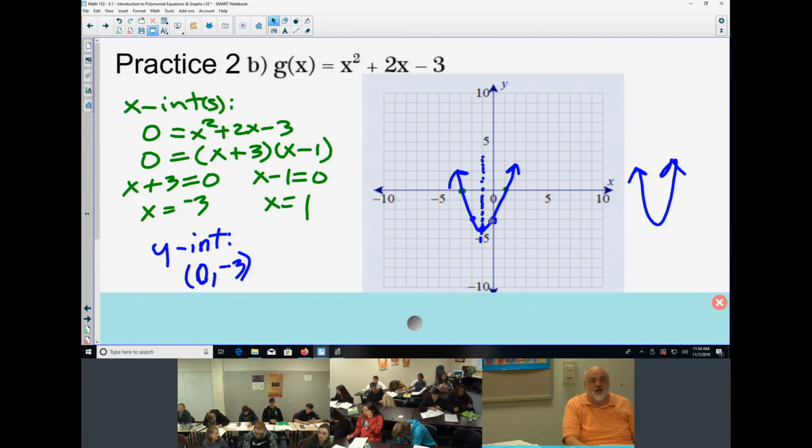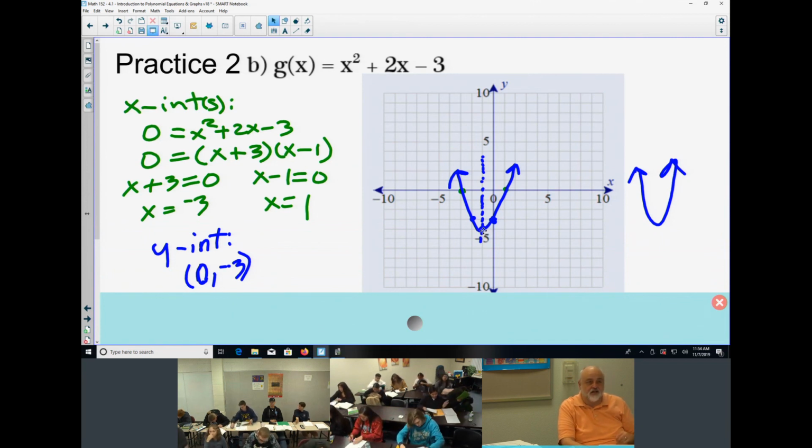Now here, the y-intercept is not the vertex. The vertex, see the two x-intercepts, they're symmetric around the axis of symmetry. So we don't know exactly where the vertex is, but that's okay. We'll worry about that another day. Okay? All right, so we're going to stop there. We'll pick it up from there.